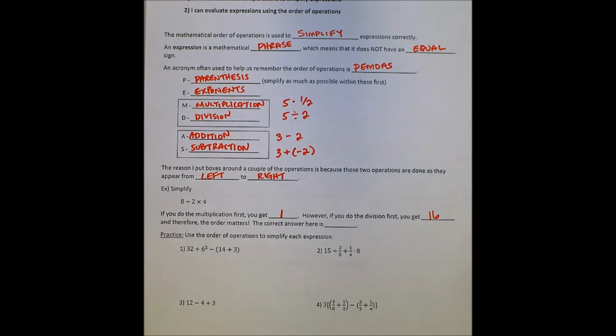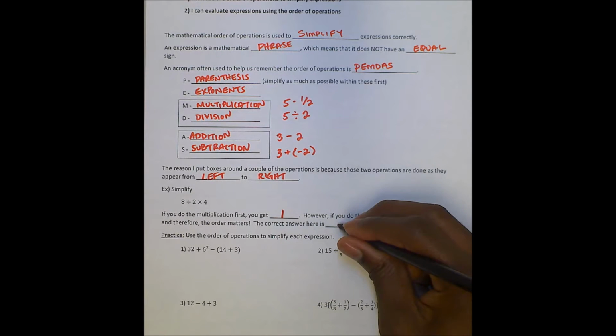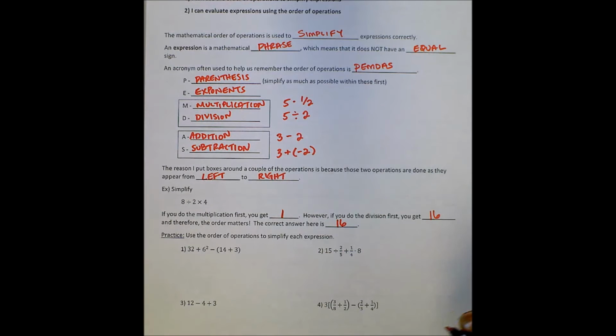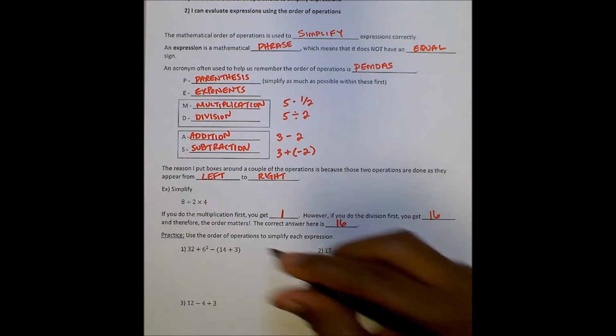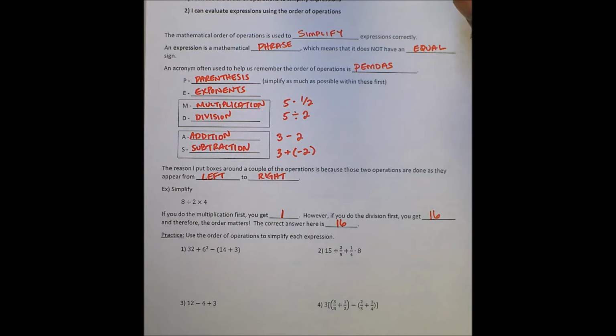You get 16. So the order definitely matters, because if it didn't, we'd get the same answer no matter what. So here, the correct answer is 16, because you work left to right. Multiplication and division, you do it at the same level. Go left to right, do division first in this case. Alright, so we got some practice problems down here. Let's work together on solving these.